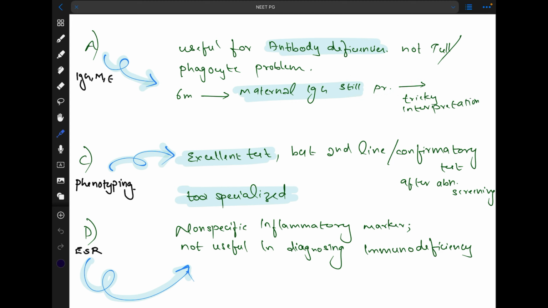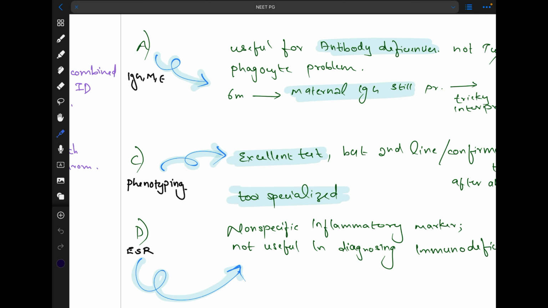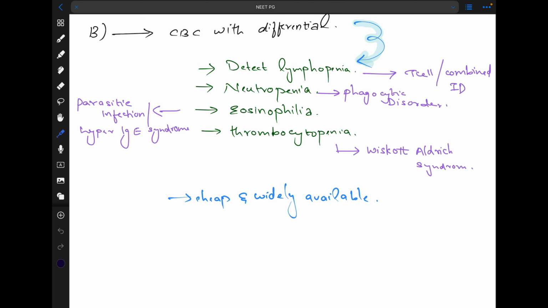T cell phenotyping is of course an excellent test, but it is often considered second line, a confirmatory test after an abnormal screening test is present. Another drawback is that it is too specialized. Then ESR is a non-specific inflammatory marker, and it is not useful in diagnosing immunodeficiency. So that's why option B is correct, that is CBC with differential.